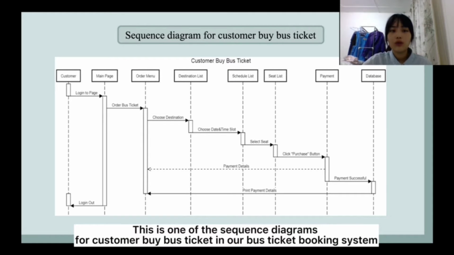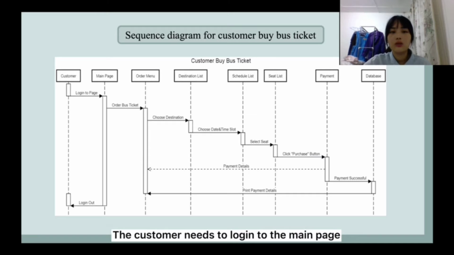This is one of the sequence diagrams for customer buy bus ticket in our bus ticket booking system. The customer needs to log in to the main page and select the order bus ticket. In the order menu, the customer needs to select the destination, date, time slot, and seat. After confirming the detail of the bus ticket, the customer needs to make the payment.